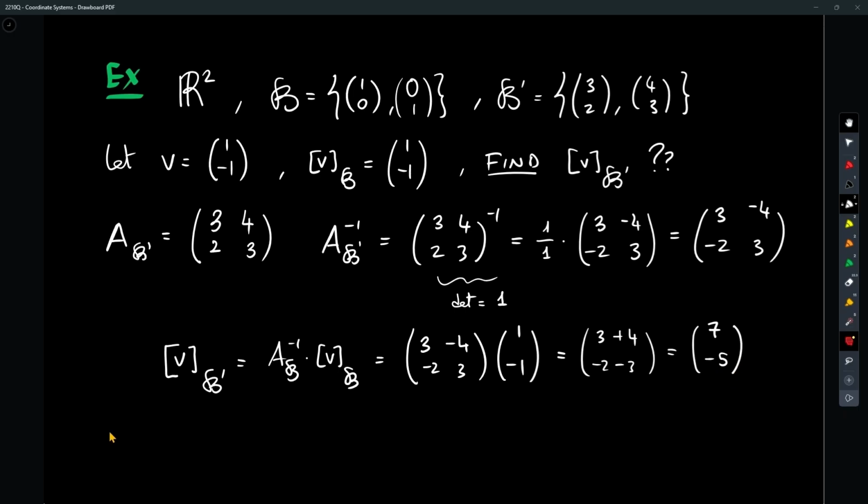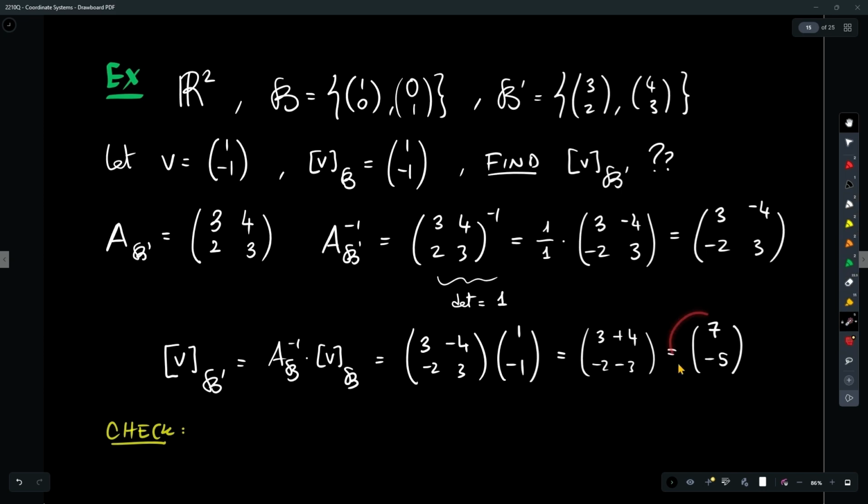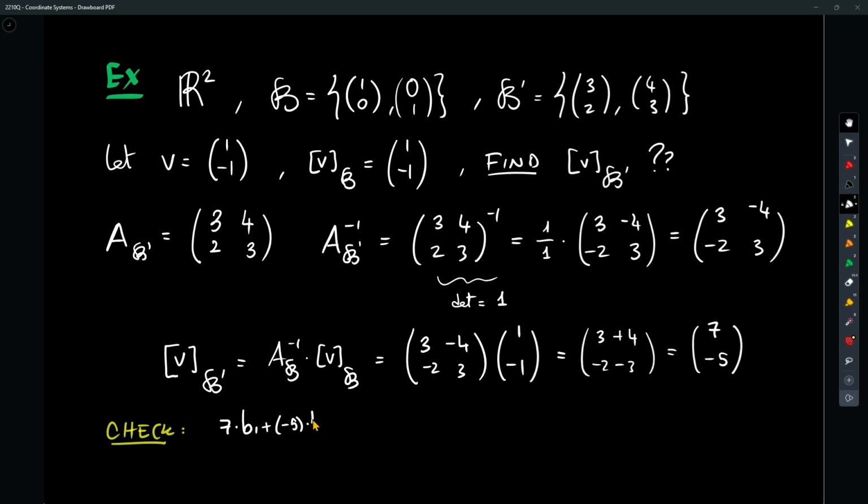Okay, so let's check that this is actually correct, that these are the coordinates. What these coordinates mean is that if I do 7 times b1 plus minus 5 times b2, I should get v. So 7 times [3, minus 2] minus 5 times [minus 4, 3], I should get v. This vector is 7 times 3, 21.